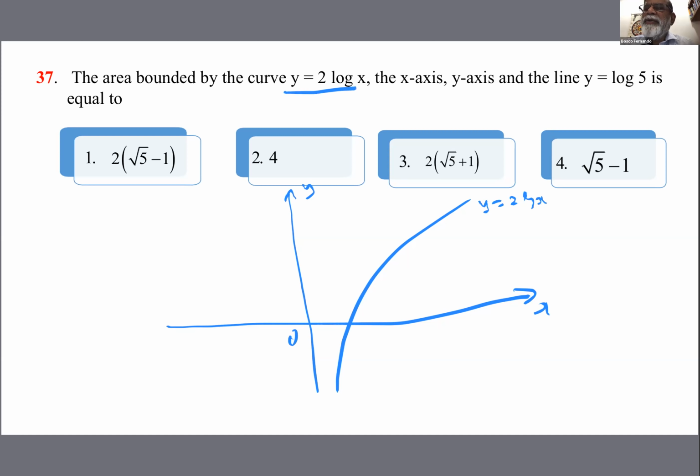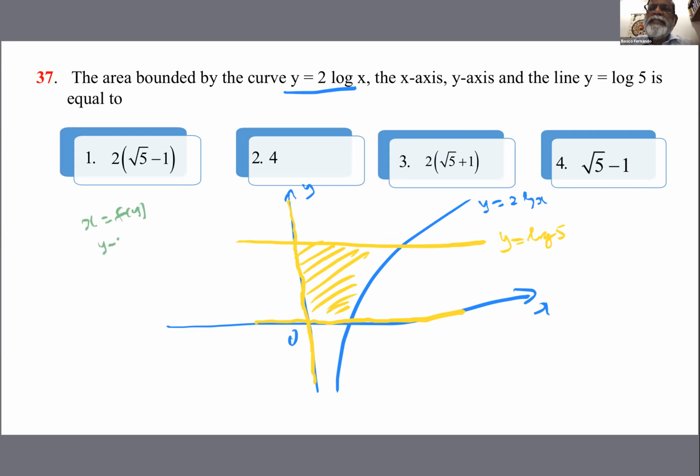Area bounded by the curve, the x-axis, the y-axis, and the line y is equal to a constant, y is equal to log 5, a horizontal line. This is the area asked. So definitely you see that this is the area bounded by the curve x is equal to f of y, the y-axis, and the 2 lines y equal to a and y equal to b.